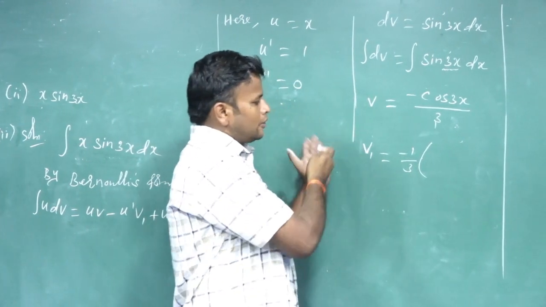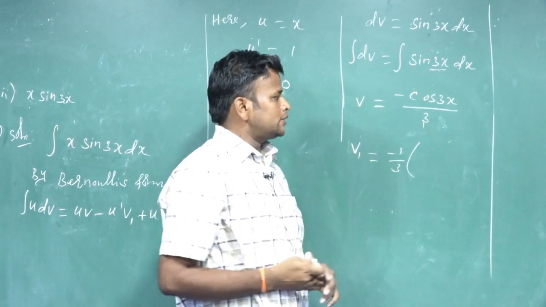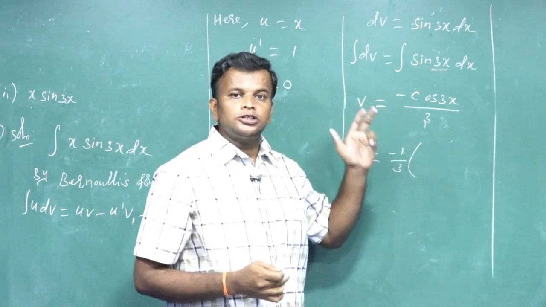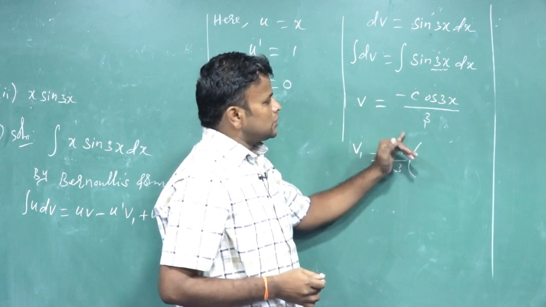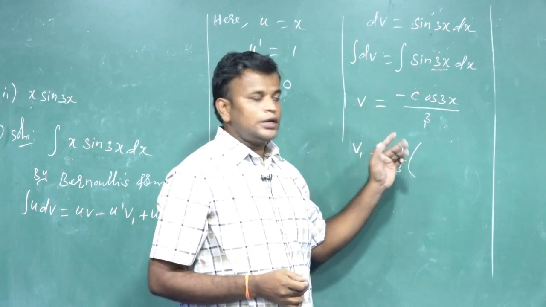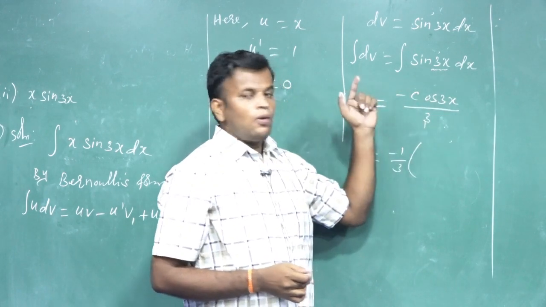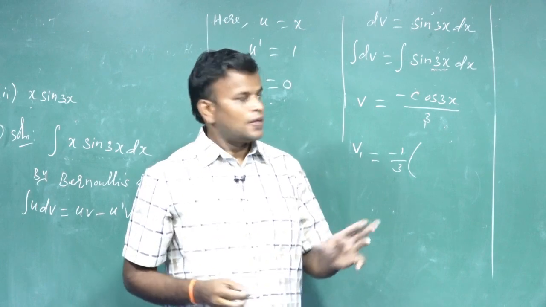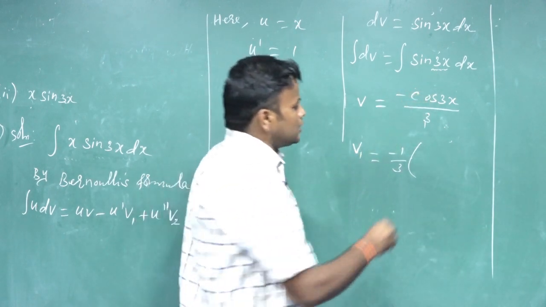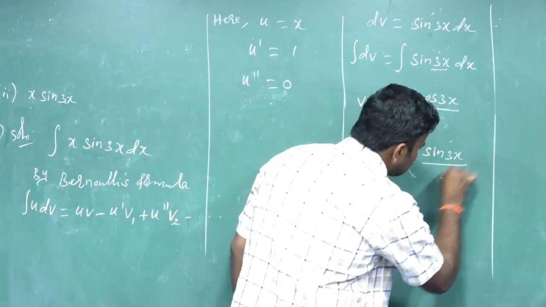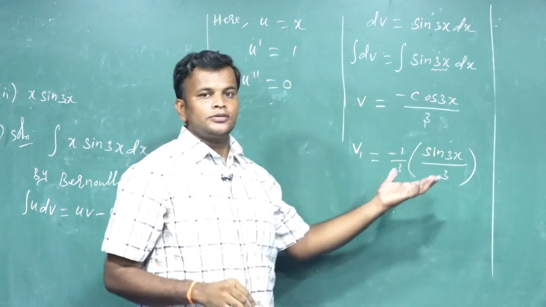In the first sum I write elaborately. Now I directly integrate. v1 means the integrating of v with respect to x. In this integration, this minus 1 by 3 is a constant, so I will take it outside. What is the remaining? Cos 3x. What is the integrating of cos? Integrating of cos is sine, but cos 3x, so sin 3x, then by 3 using the same concept.